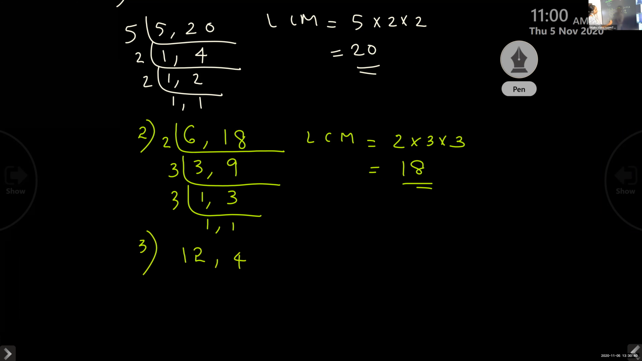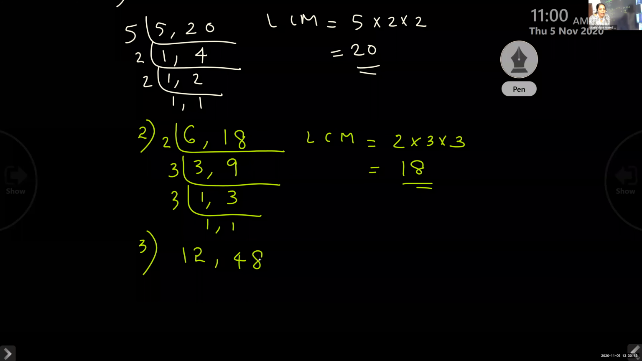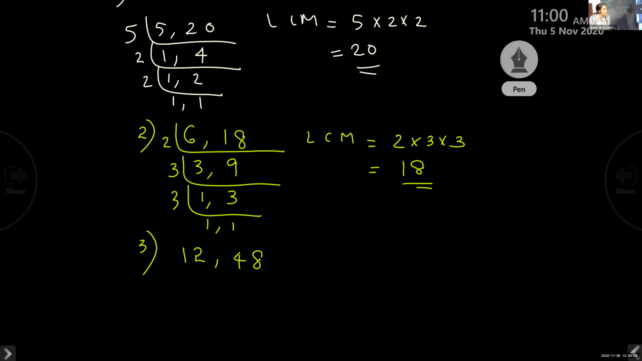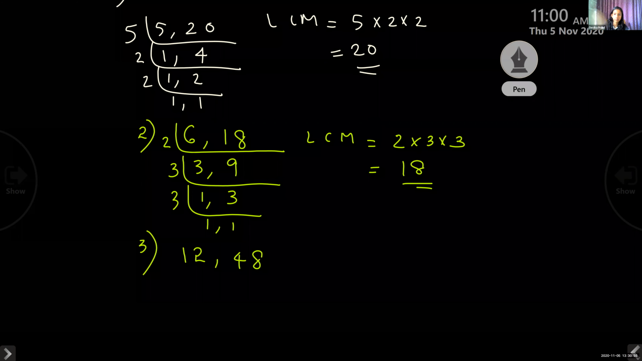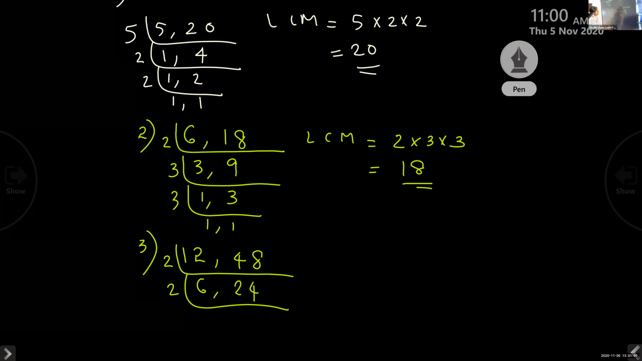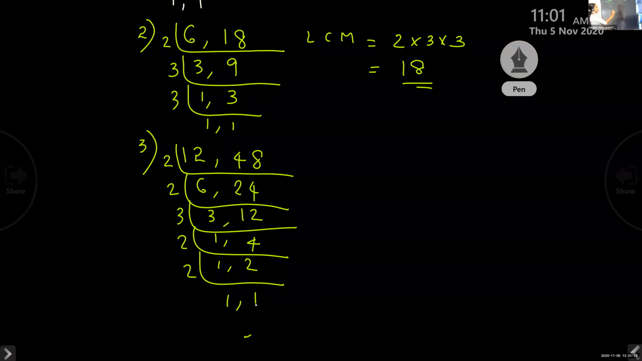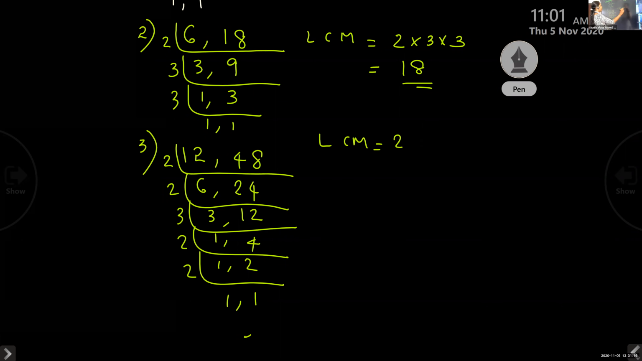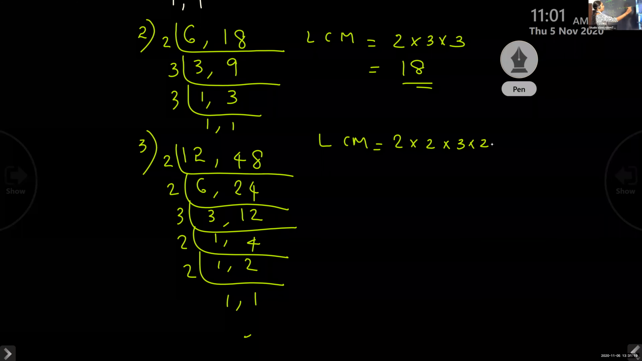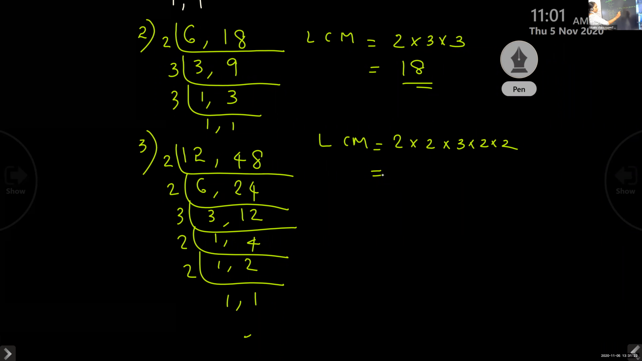What is the LCM of 12 and 48? Look at 12 and 48 carefully. 12 into 4 is 48, right? So what is the LCM here? 48. Let us check. 2, 6, 24. Again 2, 3, 12. With 3 I will divide now. 1 and 4. Again with 2, 1, 2, 2, 1, 1. So LCM is 2 into 2 into 3 into 2 into 2, 48.